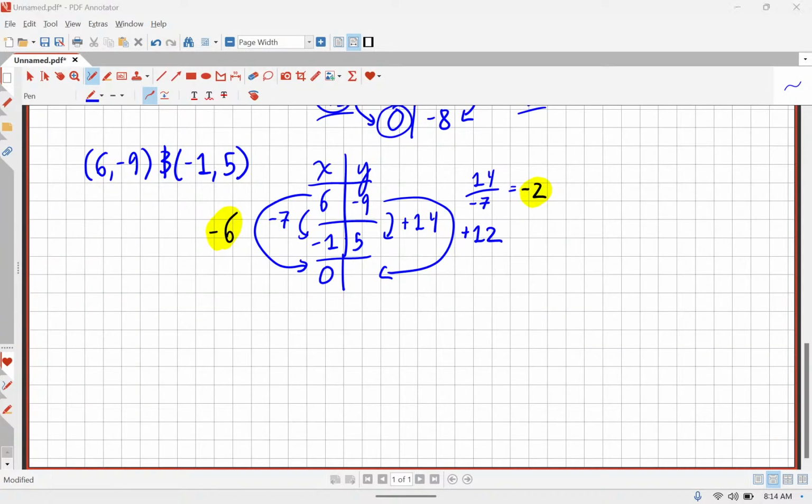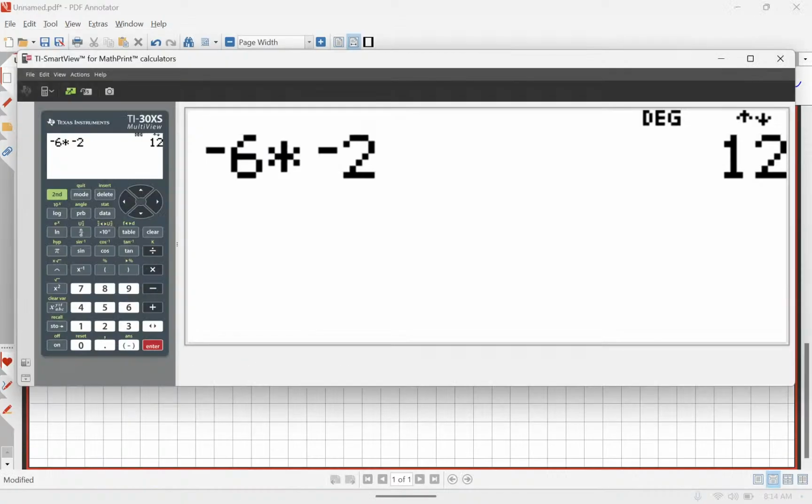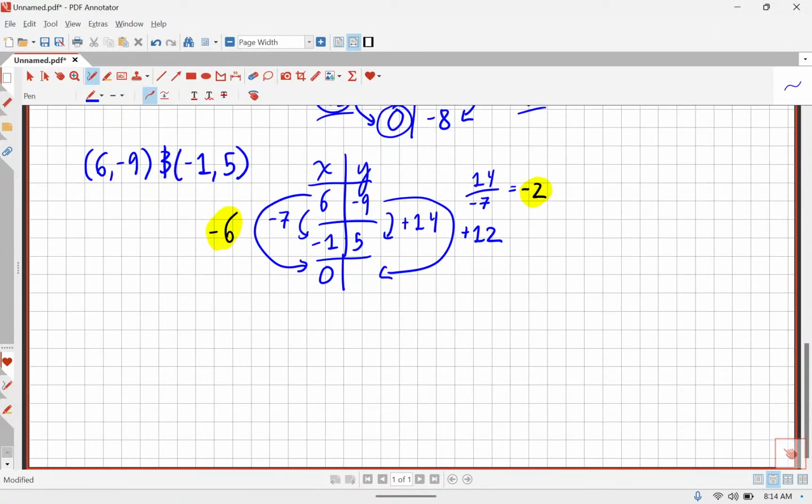And -9 plus 12 is, crikey, what is -9 plus 12? There you go, -9 plus 12. And that is indeed 3. So there's my slope. There's my y-intercept. So, mate, what's my equation going to be?